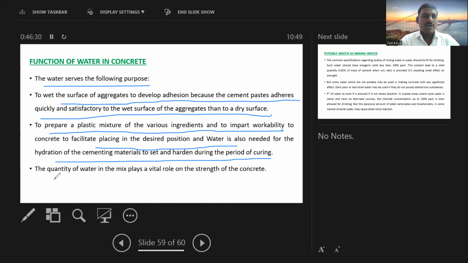Then again, the quality of water in the mix plays a vital role on the strength of the concrete, as I discussed. जर तुम्ही प्रॉपर वॉटर सिमेंट रेशियो मेंटेन करून वॉटर ऍड केलं, तर तेच वॉटर काय करते, सो सिमेंटला हार्डन स्टेज मध्ये घेऊन जाते, and hardened stage it means you will get the strength after some period of curing time, and your strength will increase and durability of concrete also increases. For that, the water plays a very important role in the concrete.